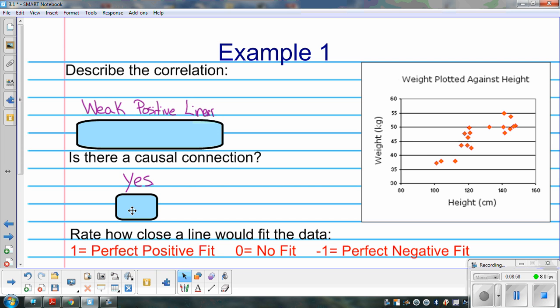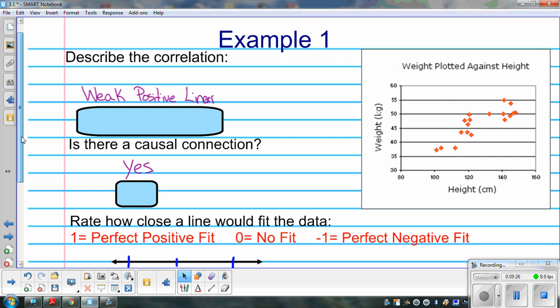I would say the answer is yes. Not always 100% of the time, but in general, when something gets taller, the weight does increase. So in your notes, make sure you draw a quick sketch, label it as height and weight, show weak, positive, linear points on your graph, and then write down the description. Say that it is weak, positive, and linear, and say yes, there is a causal connection.